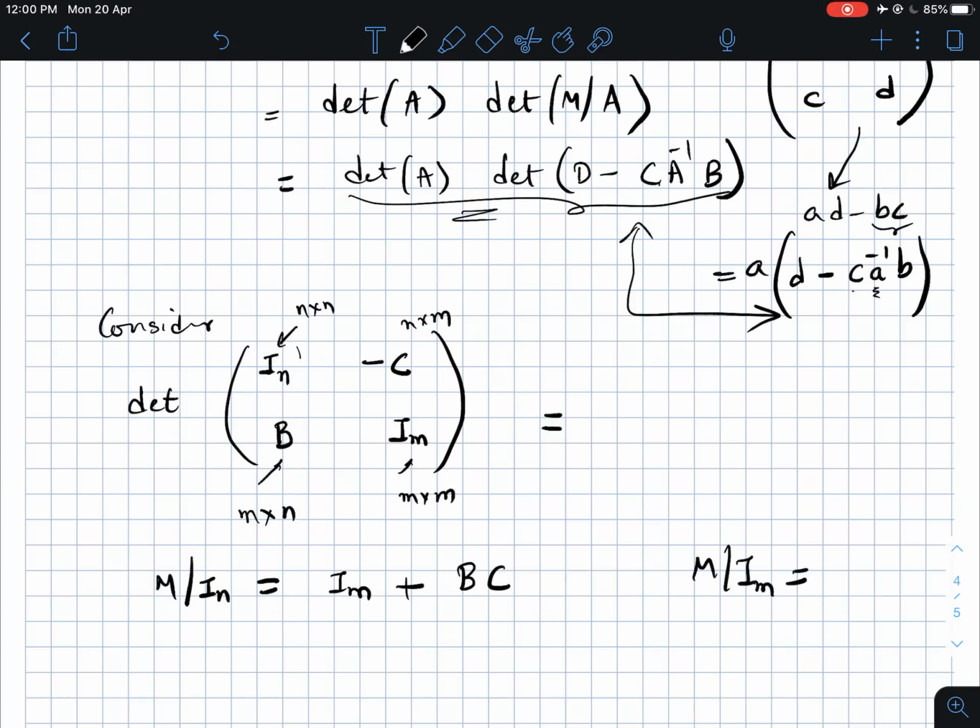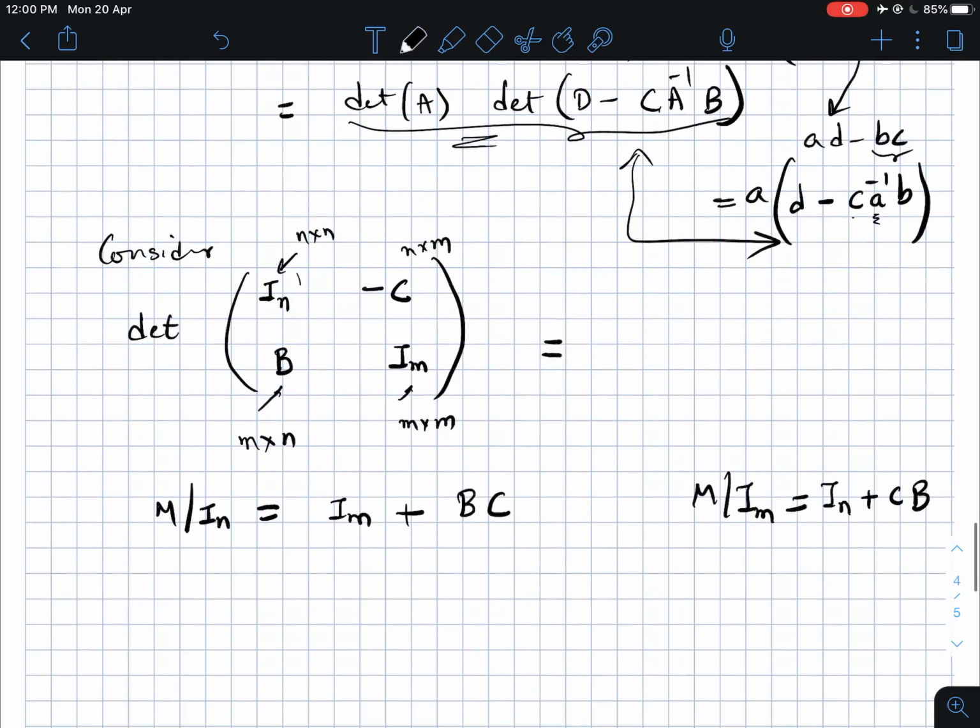Let's compute the Schur complement of IM. To find the Schur complement of IM, I'll start with IN and run clockwise like this. So IN minus C times IM inverse B. So that's going to be IN plus CB. Change in order. Okay, fantastic. So now let us try to apply these equations.